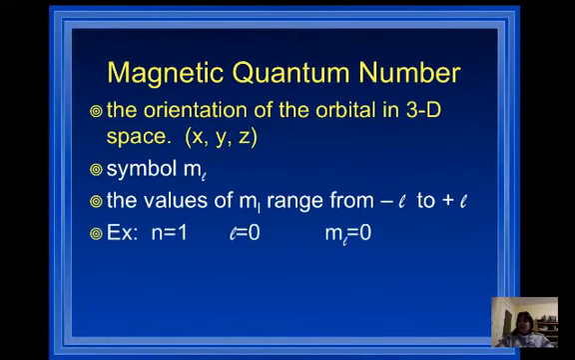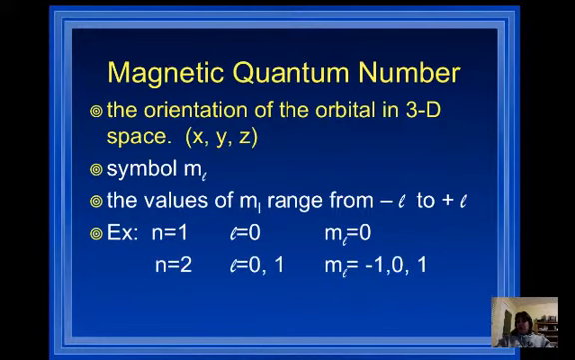So when n equals 1, L equals 0. Therefore, negative 0 to positive 0, of course, m sub L is going to equal 0. Because there's only one number for m sub L, that tells us that there's only one orbital.